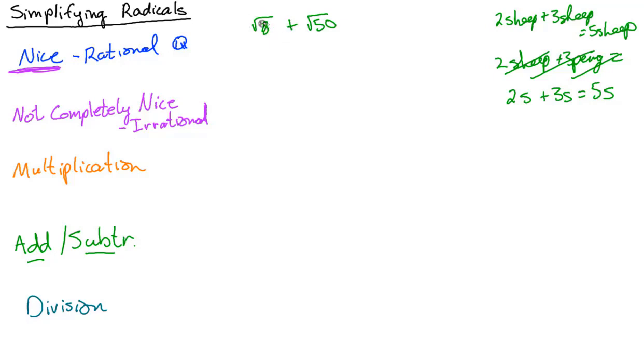But if we look at this and ask, can this simplify down? Well, yeah, that's 4 times 2. That's nice. We get 2 square roots of 2 right there. Square root of 50, does that simplify down? Yeah, that's 25 times 2. So we get 5 square roots of 2. And now you look at this, 2 square roots of 2 and 5 square roots of 2. Doesn't it just have a ring to it? You have 2 of those things and 5 of those things, which are the same things, and they end up being 7 of those things.